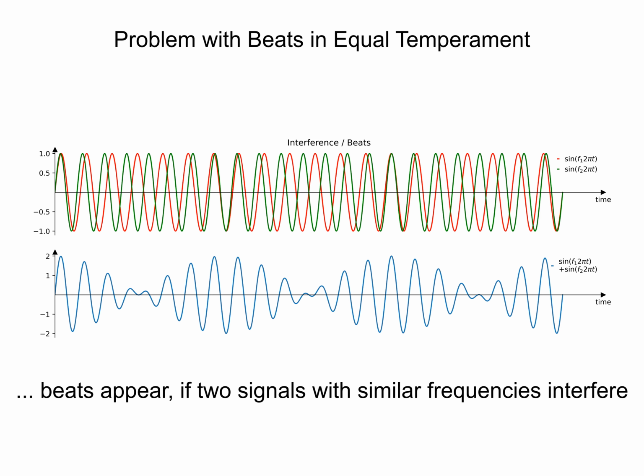So beats appear if two signals with similar frequencies interfere with each other. And if we have, for example, two sine curves as shown here on the top with similar frequencies, and add these two signals up, then we get these undulating modulations of the volume, which is what we call beats.